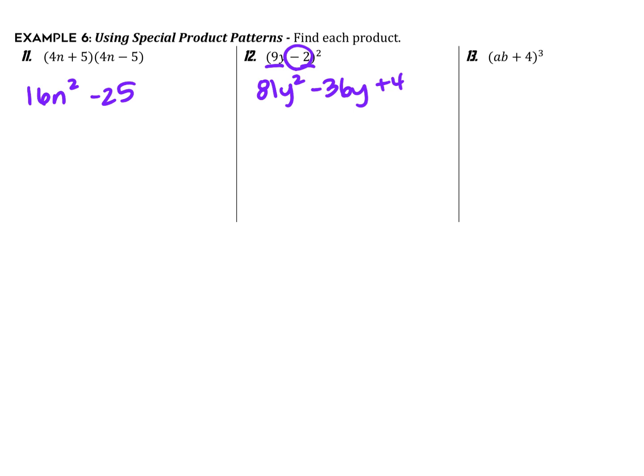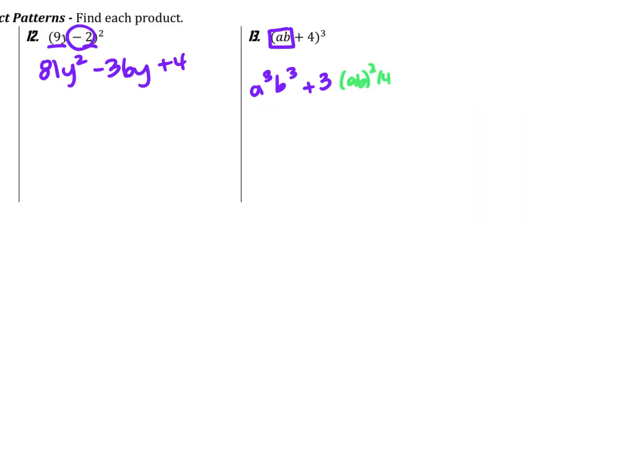And then for number 13, according to the rule, my first term should be what I get when I cube both of those. My second term should be 3 times what I get when I square those two times 4. Let me give us some more space here. There we go. So this is going to simplify. I'm going to rewrite this. This second term is going to simplify to be 12a squared b squared.